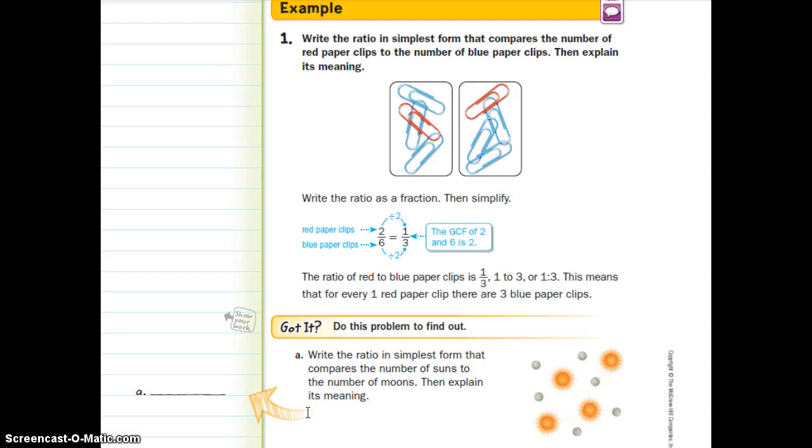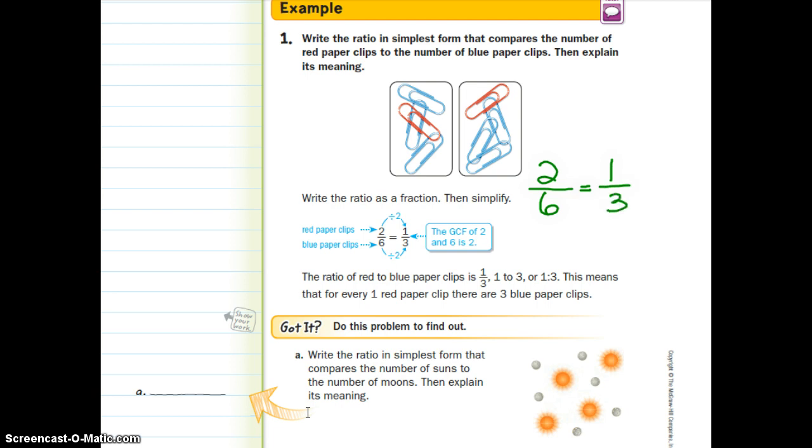In example number 1, again, we're dealing with red paper clips and blue paper clips. So this is the same one as above, except this time they've grouped them into 2 groups, because we know that we can simplify 2 over 6 to 1 over 3.